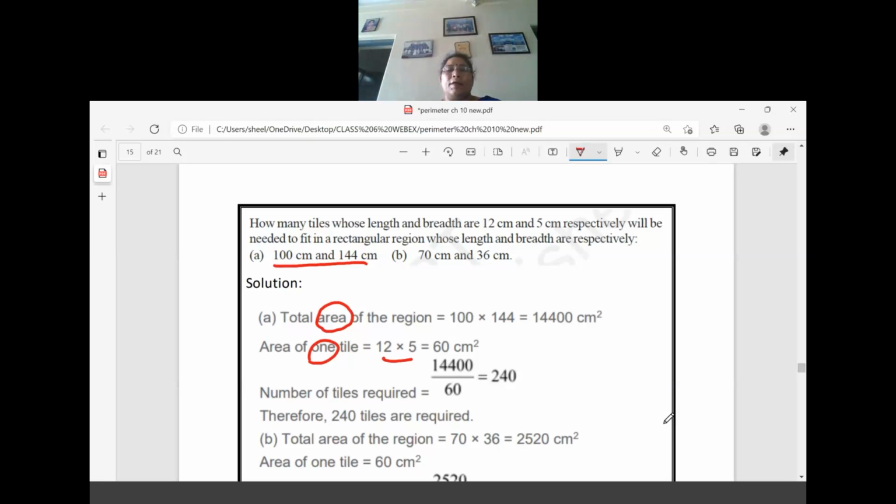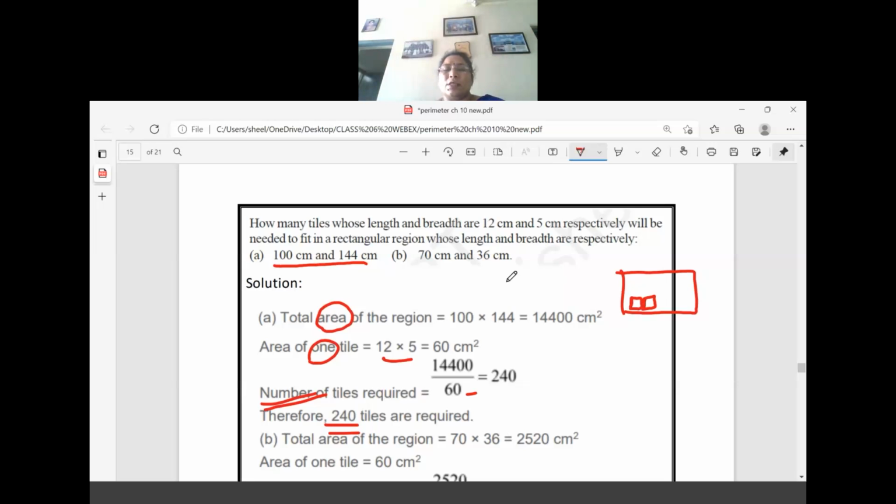How are we getting that? Total area of the region divided by area of one tile. Then only we are going to get the number of tiles. So when we are given a room with dimensions 100 and 144 and we are applying tiles in it, it is area only. Now the question is asked for how many tiles, so the total area should be divided by the area of one tile, which is equal to 240 only. So 240 tiles are required, right?